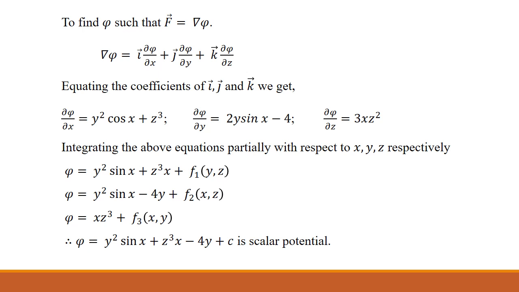Then the scalar potential pi, from comparing the pi terms: y square sin x, written one time, then x z cube, written one time, then minus 4y. So y square sin x plus z cube x minus 4y plus f1 of y comma z plus f2 of x comma z plus f3 of x comma y, which represents some constant c. Therefore, pi equals y square sin x plus z cube x minus 4y plus c is the scalar potential, where c represents the constant value. Thank you.